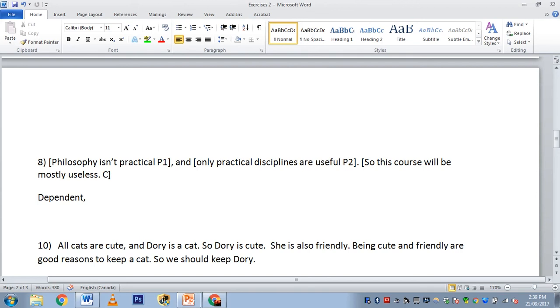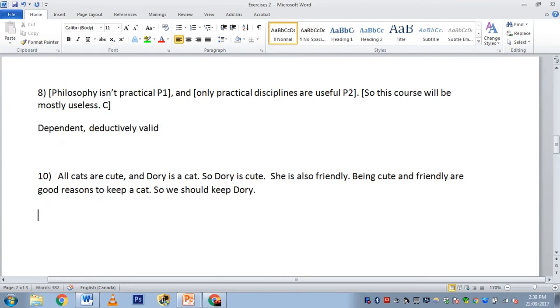Great. And deductively valid. Good. Okay. All cats are cute and Dory is a cat. Oh wait, no, okay, so that was the first page. That was the whole first page. Okay, is that enough for today? I think that's enough for today. So we'll do the other side. Please, if you want to try this, and should we take these up in class next time maybe? Okay, so try these on your own, and we'll take them up in class on Tuesday.